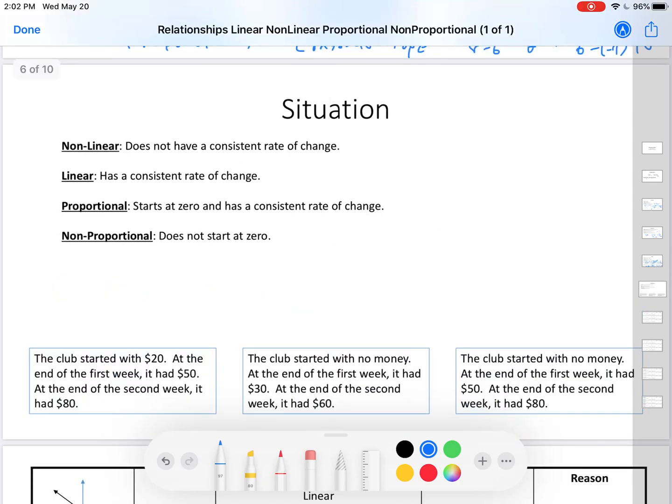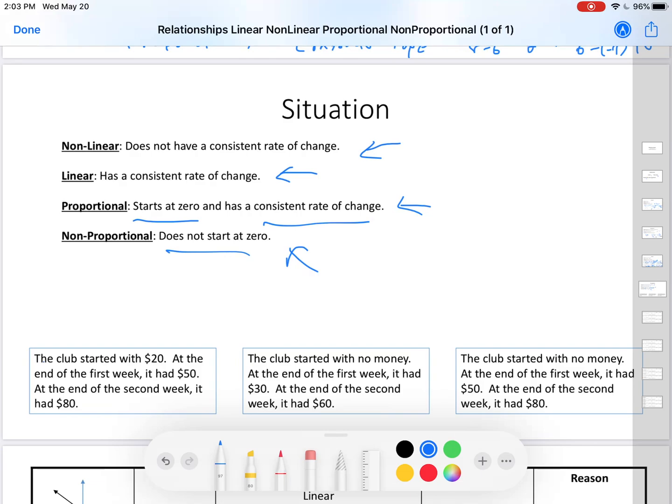Next thing, situations. Okay. If it is nonlinear, then it does not have a constant rate of change. If it is linear, it has a constant rate of change. It's very similar to slope. Slope is a rate of change, same thing. If it's proportional, it has a constant rate of change and it also starts at 0. If it's non-proportional, then it does not start at 0.